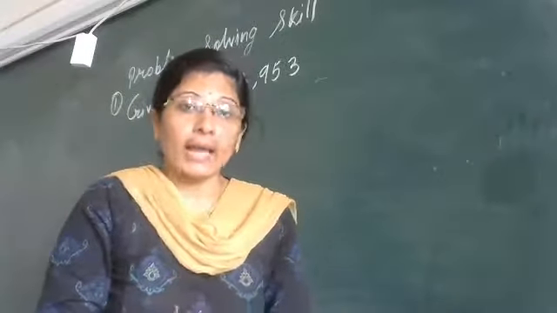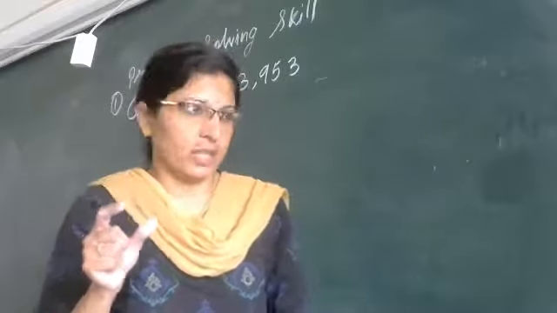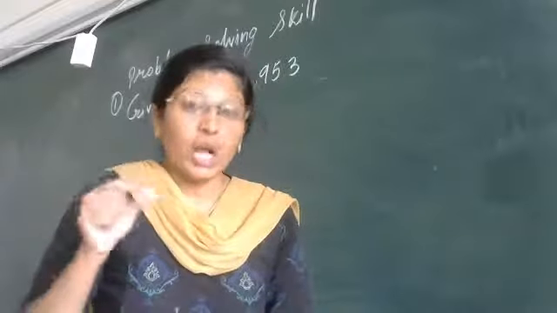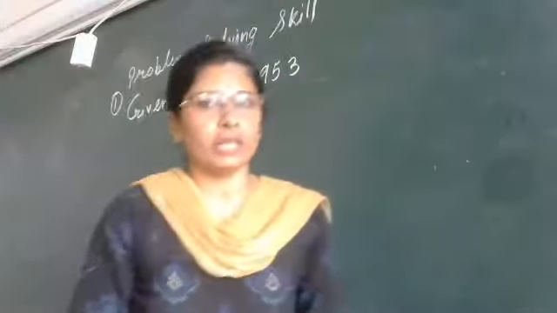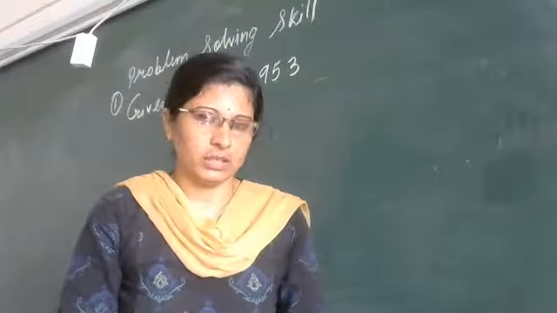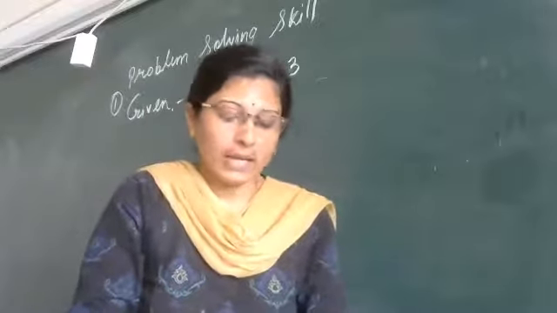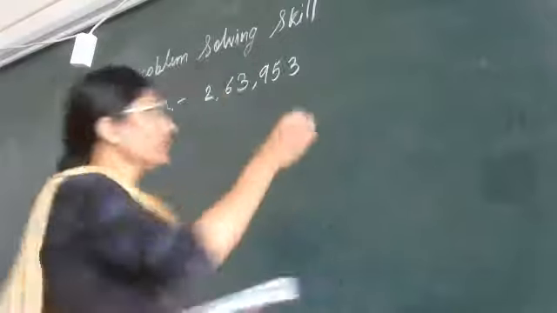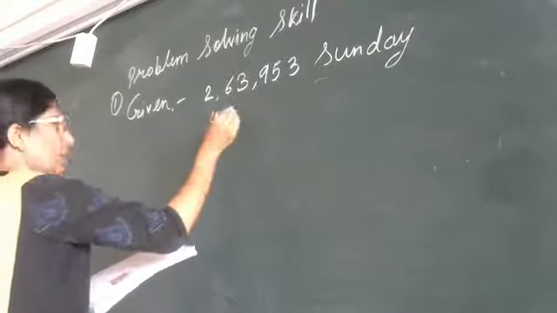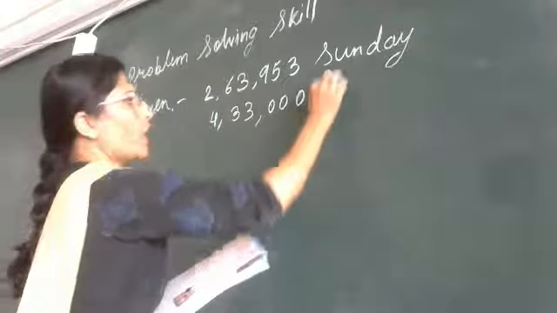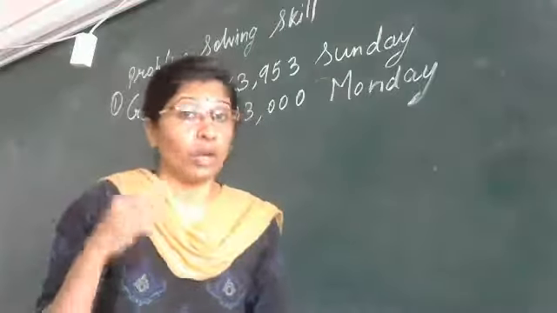So what is given here? That on Sunday there was a fair. Fair, you know? What do you mean by fair? Mela. Yes. So on Sunday there was a fair. There how many visitors, how many people went? 2,63,953. Yes. Now see second. First line understood? Now see second line. 4,33,000 visited on Monday. This on Sunday. And on Monday, 4,33,000. How many people visited on Monday? Next, on Tuesday how many people went?